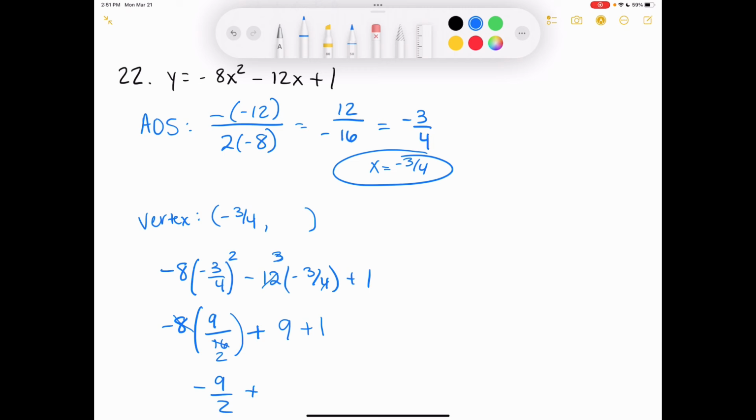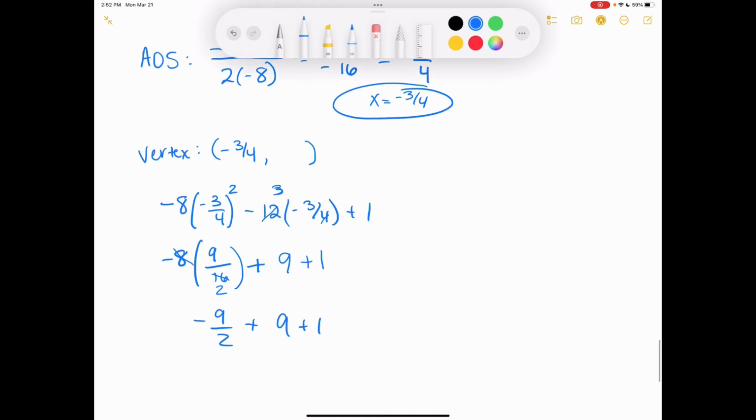plus. Now, I'm going to go ahead and try to get a common denominator to make my life a little bit easier. If you want to flip it to a decimal and do it that way, that's okay too. Let's just do it that way instead. Hold on. Alright, so 9 over 2 is what? As a decimal.